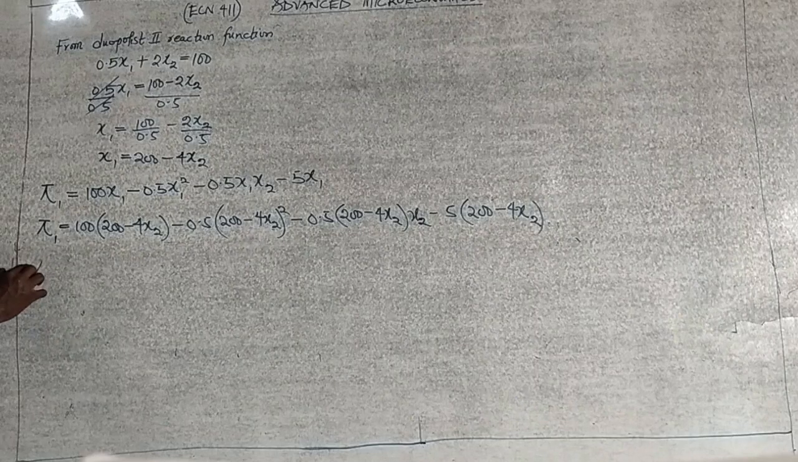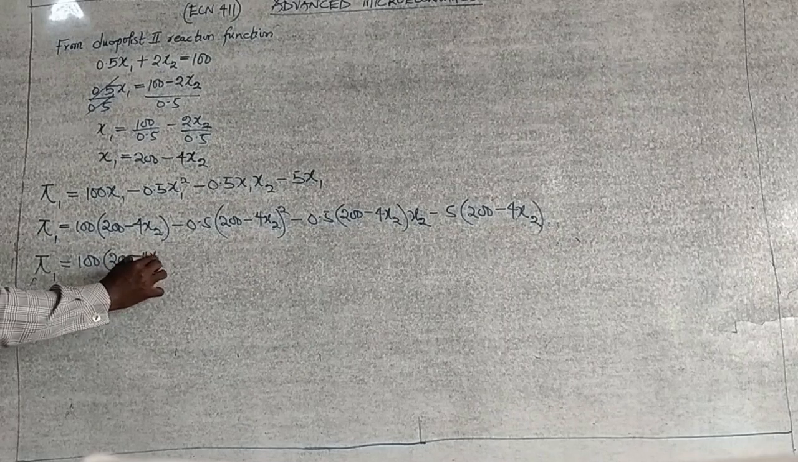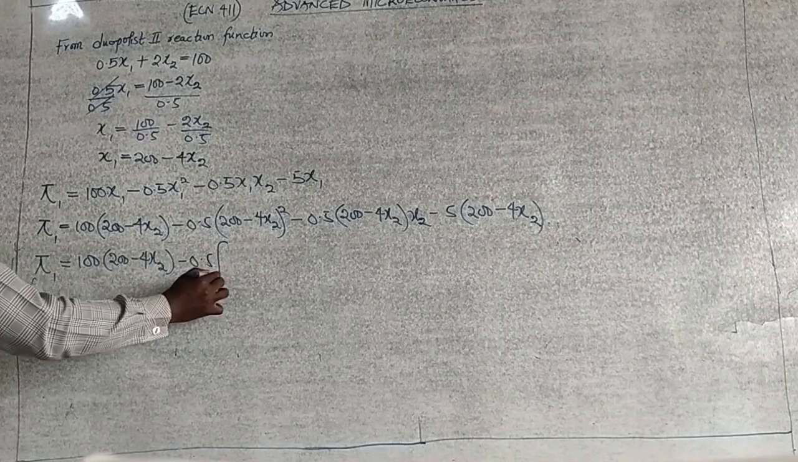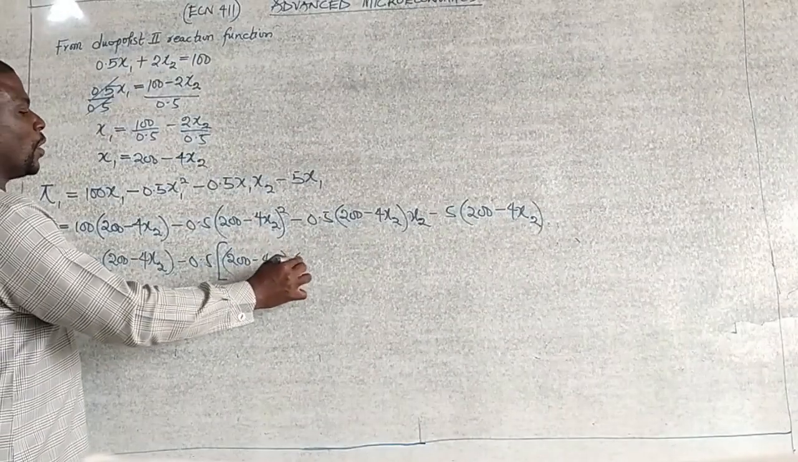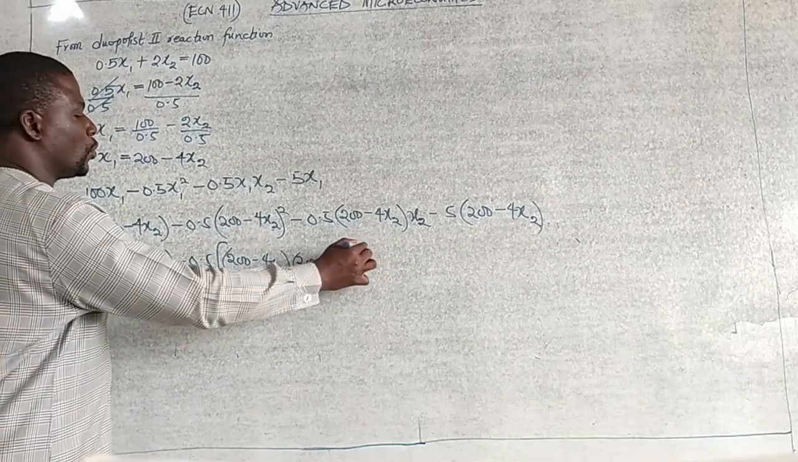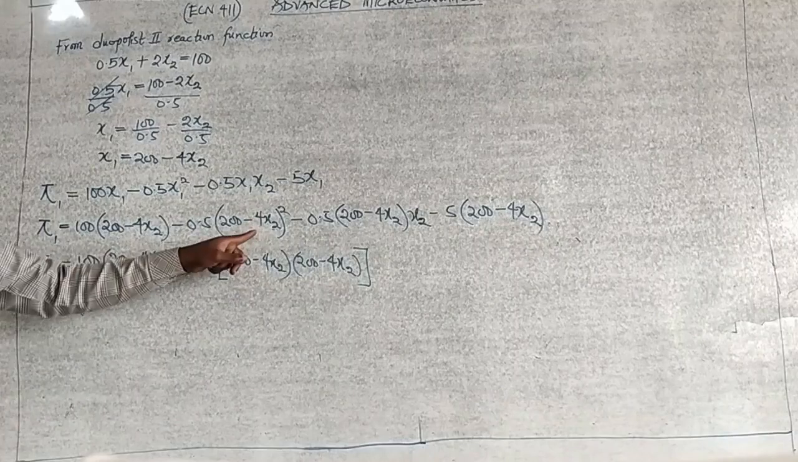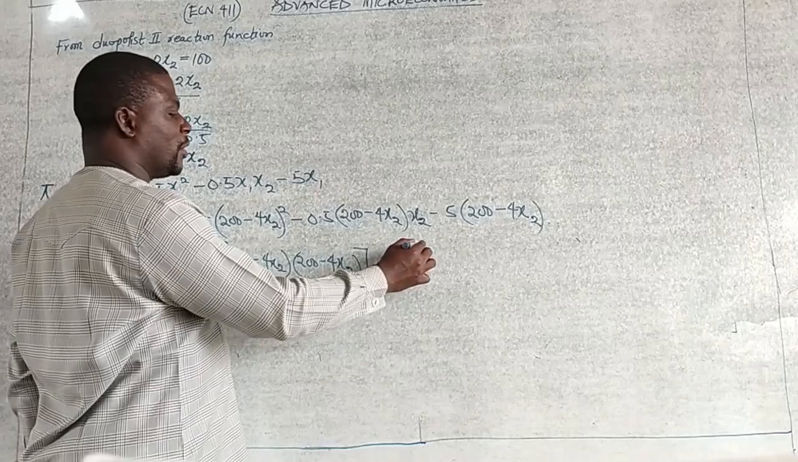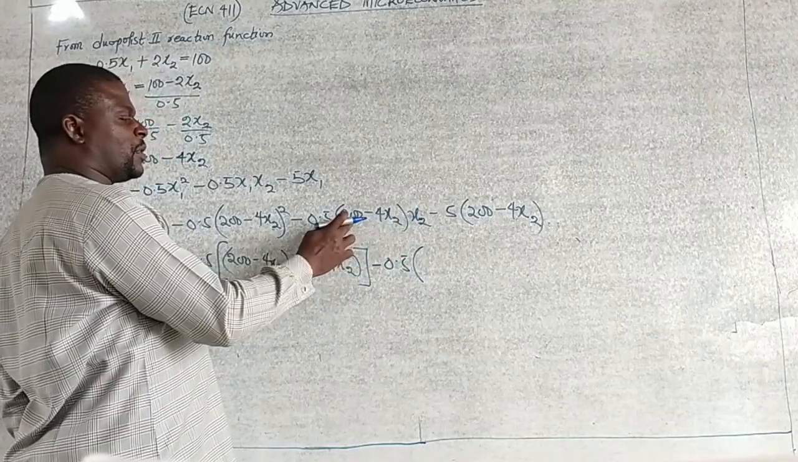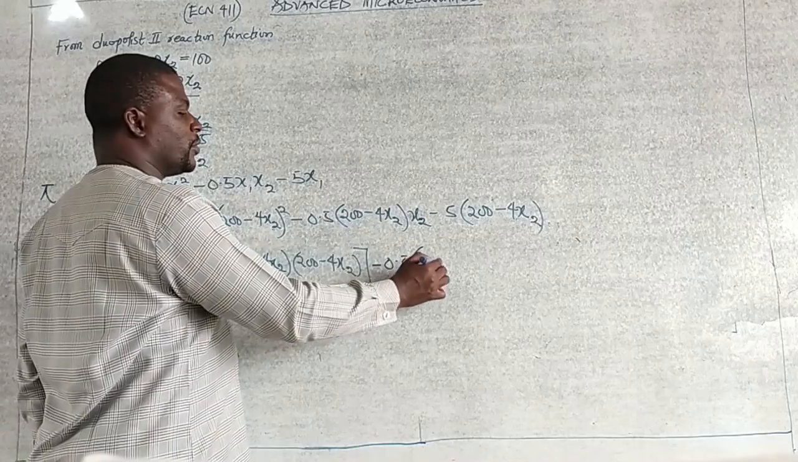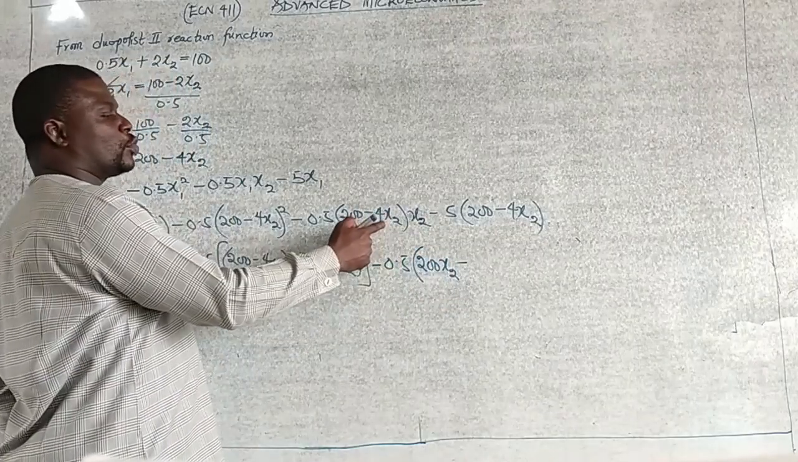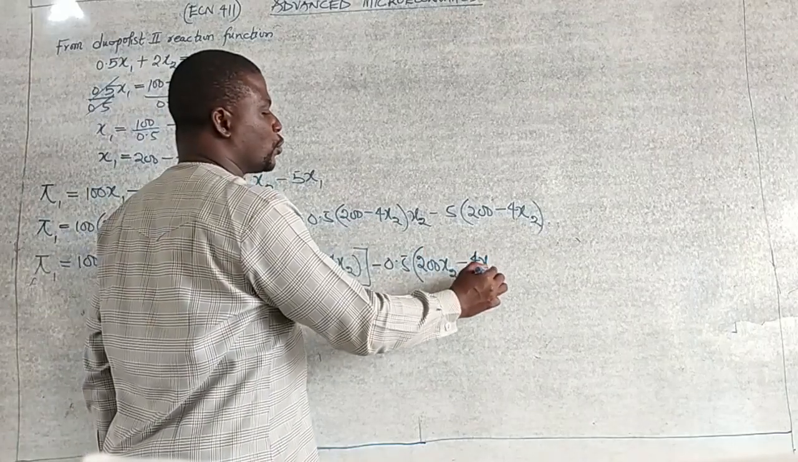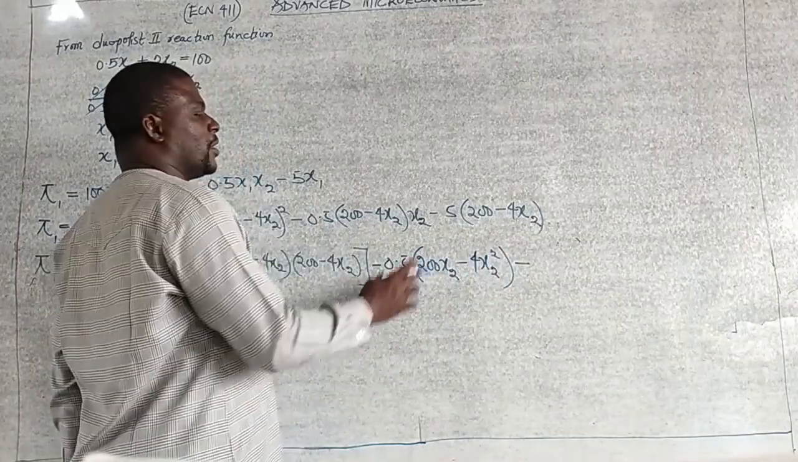So now, I cannot say profit 1 is 100 into 200 minus 4x2, and minus 0.5 into 200 minus 4x2, 200 minus 4x2. You know why? Because this is square, so it appears twice. Still leave the other ones. Minus 0.5 into, let me use this x2 to multiply, x2 times 200. Do you agree? Minus x2 times 4x2, 4x2 squared. Then minus 5 times 200.